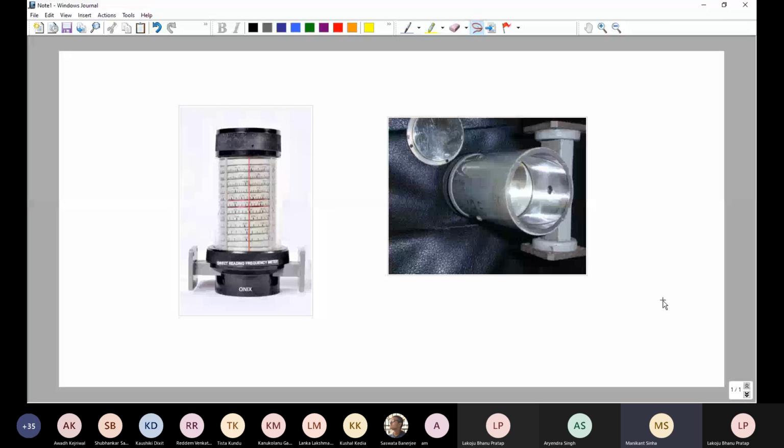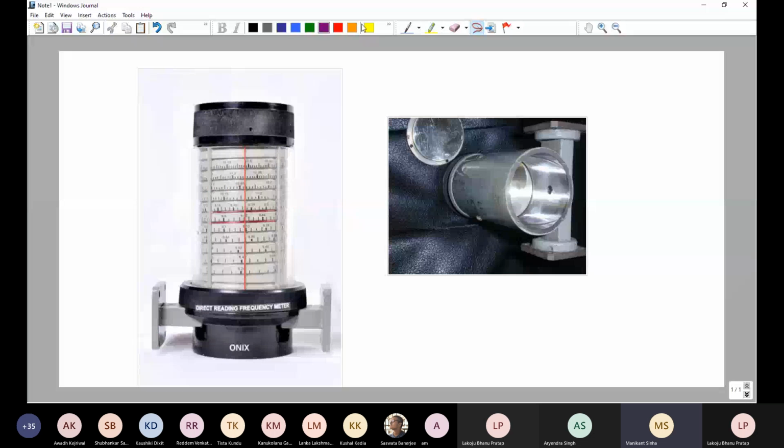Yeah. So see, this is the frequency meter, as Vanu has already shared his screen. You could see it is cylindrical in shape, and then you see a black cap on the top of the frequency meter. When you rotate this black cap, you see red markings: two horizontal red markings and one vertical red marking.